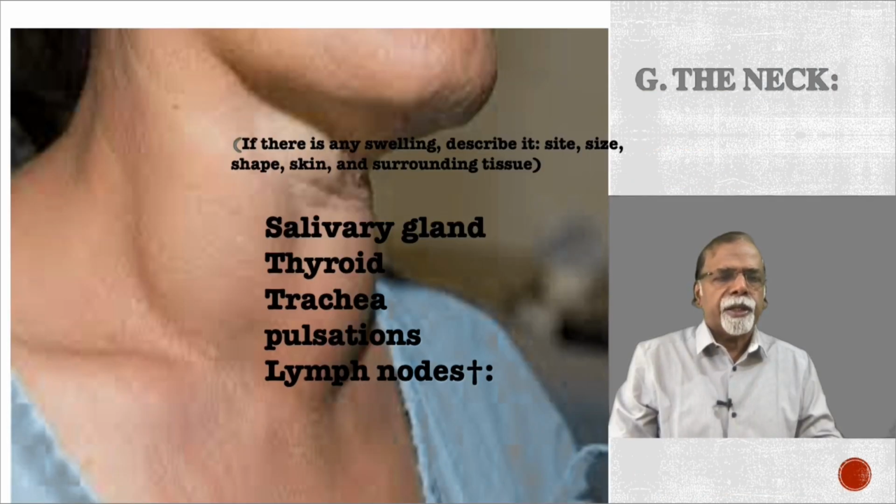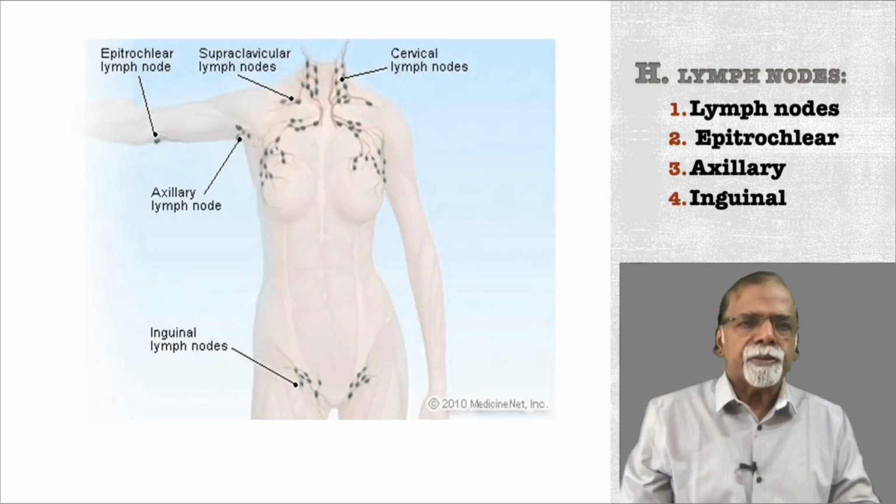Now look at the neck. In the neck, you should look mainly for the thyroid, trachea, pulsations and lymph nodes. Along with this, think about the salivary glands also. The examination of these will be discussed in detail in another session. The lymph nodes are very important. All the lymph nodes should be examined systematically: submental, submandibular, tonsillar, parotid, preauricular, postauricular, occipital, cervical and supraclavicular. In addition, think about the epitrochlear nodes, axillary nodes and inguinal nodes. So examine the lymph nodes carefully.